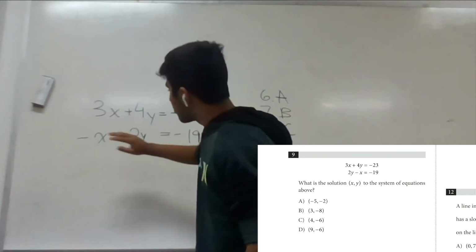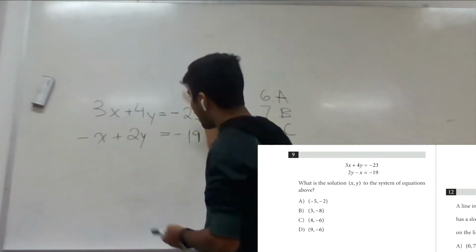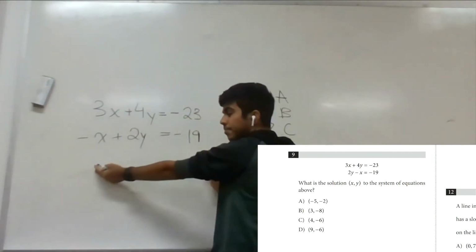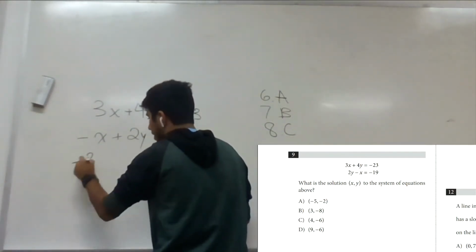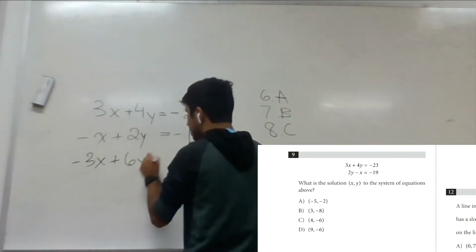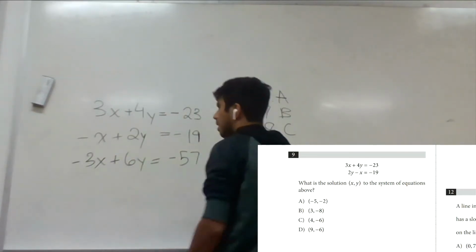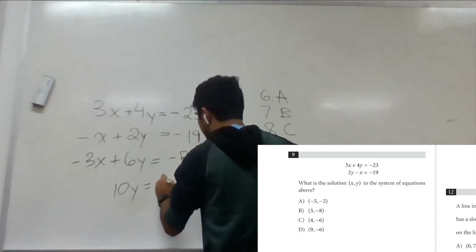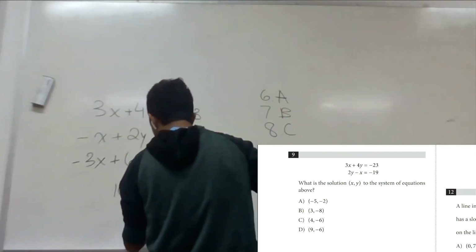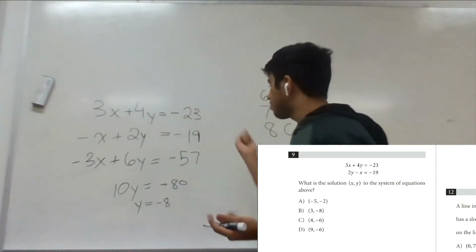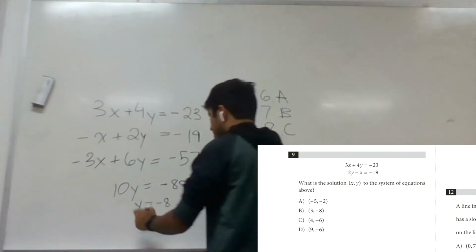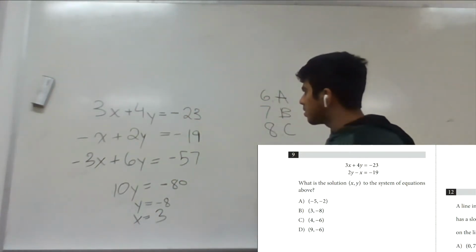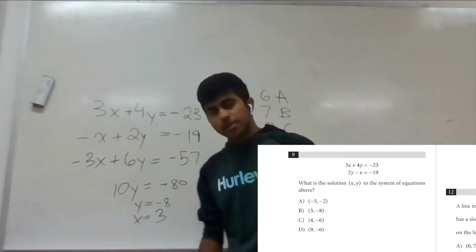You can multiply this bottom one by 3 and add them up. If you multiply this one by 3, you'd get negative 3x plus 6y equals negative 57, and then the x terms would cancel, and this would make 10y equals negative 80, so y equals negative 8. And then what would you get? X is 3. So y is negative 8, x is 3.